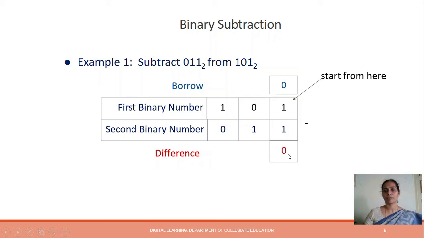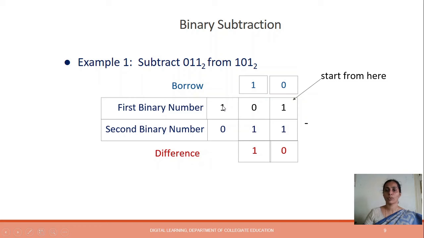difference is 0. Next, 0 minus 1. In this case we need to borrow a 1 from the adjacent position. So from here we have to take 1 and this 0 will become 1 0. So now we are doing 1 0 minus 1, which means 2 minus 1. So you will get the difference as 1, and we are taking a borrow, that is why the borrow is here, and that is from here. So now this position will have a value 0.